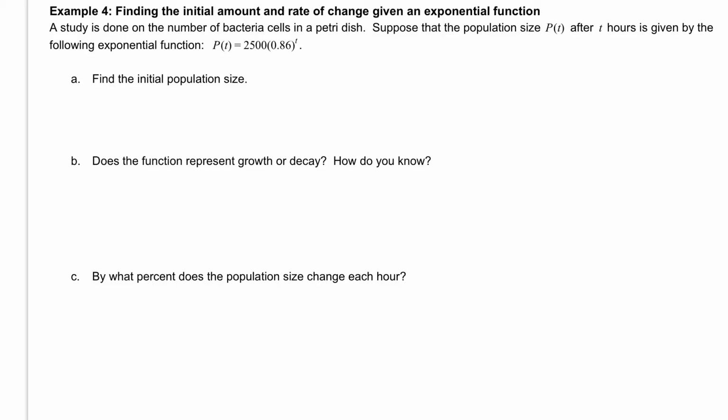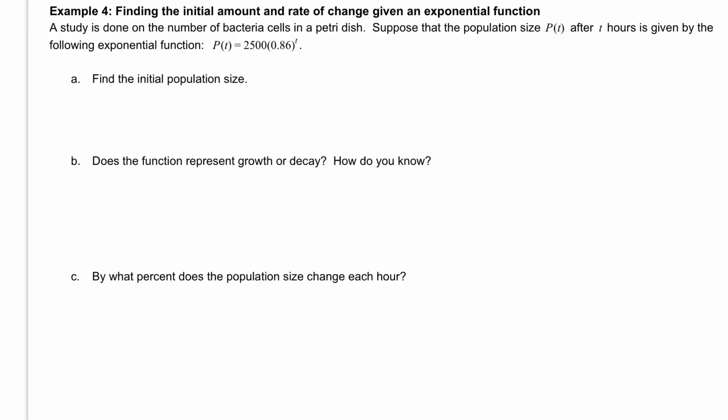In example 4, it says a study is done on the number of bacteria cells in a petri dish. Suppose that the population size, P of t, after t hours is given by the following exponential function. P of t equals 2500 times 0.86 raised to the t. In letter A, we want to find the initial population size.